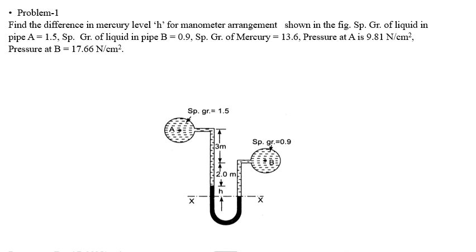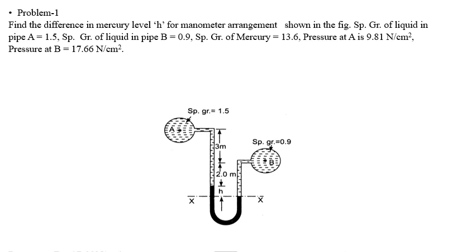So this numerical is related to the differential U-tube manometer. There are two pipes here, pipe A and pipe B, through which the fluid is flowing. In pipe A, the fluid specific gravity is given as 1.5, and in pipe B, the specific gravity of the fluid is 0.9. And the U-tube manometer is filled with mercury of specific gravity 13.6.